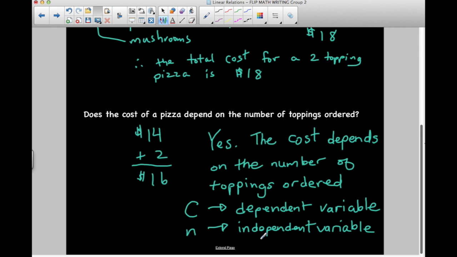Now we'll continue to explore this idea of dependent and independent variables as we progress through the next videos in this playlist. Stick with it and we'll look at different ways that we can solve this problem as it gets a little bit harder. Stay tuned.